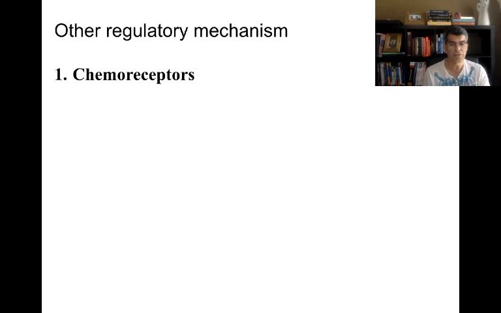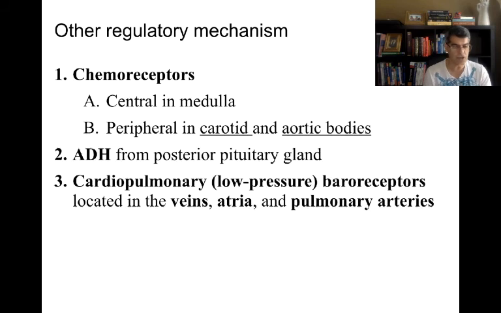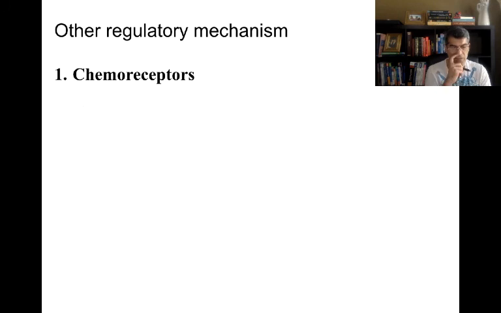The other regulatory mechanisms are three of them. One is chemoreceptors, another one is ADH, and the third one is called cardiopulmonary baroreceptors. Let's start with chemoreceptors. Let me first make sure I understand. These chemoreceptors that we are talking about are mainly responsible for your breathing.